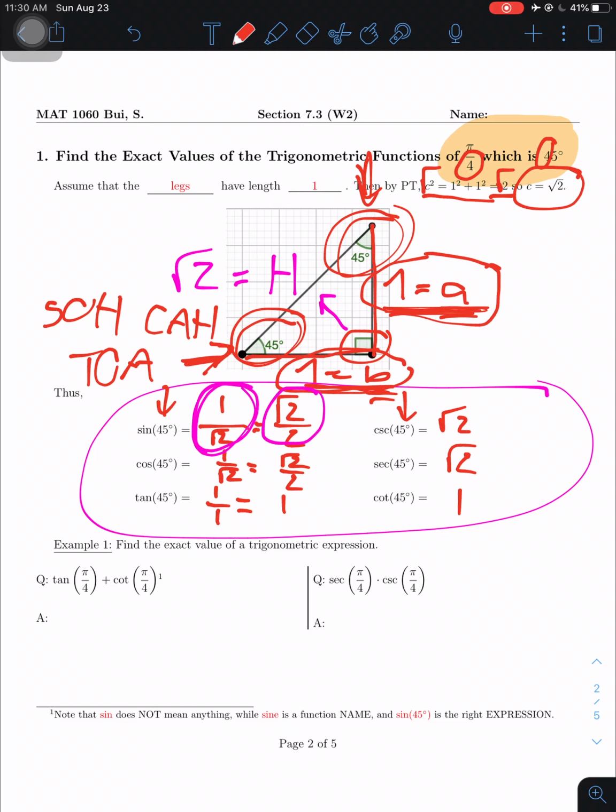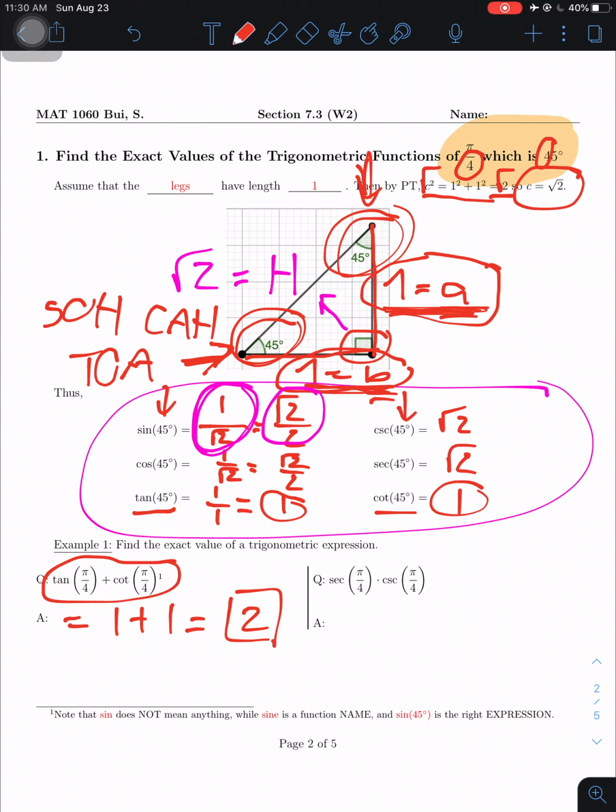So in here, this expression is just asking us for tangent of 45 degrees plus cotangent of 45 degrees, okay? We know from the setup that tangent of 45 degrees equals 1, and cotangent of 45 degrees also equals 1, right? So this in here equals 1 plus 1, which is 2, okay?